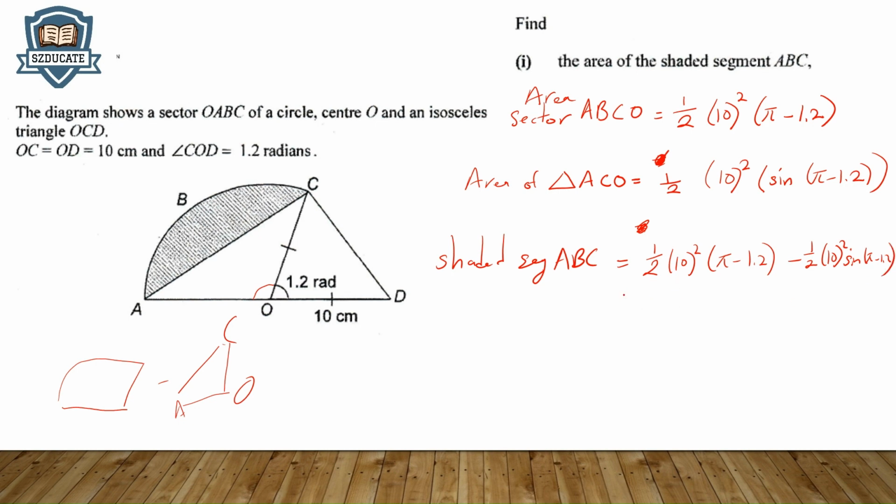Sorry, it looks a bit small in the back. So you can see that there's a lot of common terms. That's why I wanted to leave until the end before I press the calculator. So 10 square, take out all the common terms. So it becomes half pi minus 1.2 minus sine bracket pi minus 1.2.